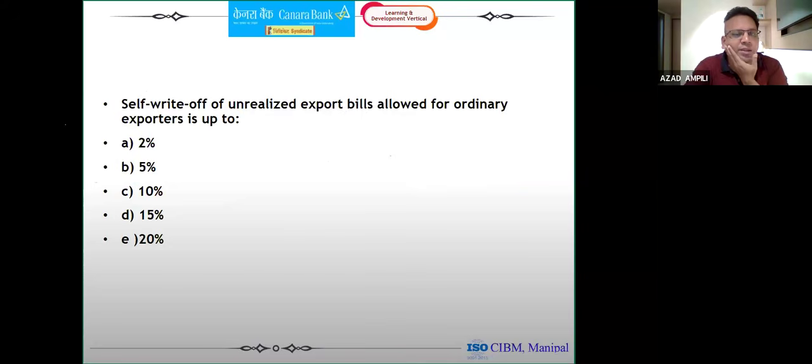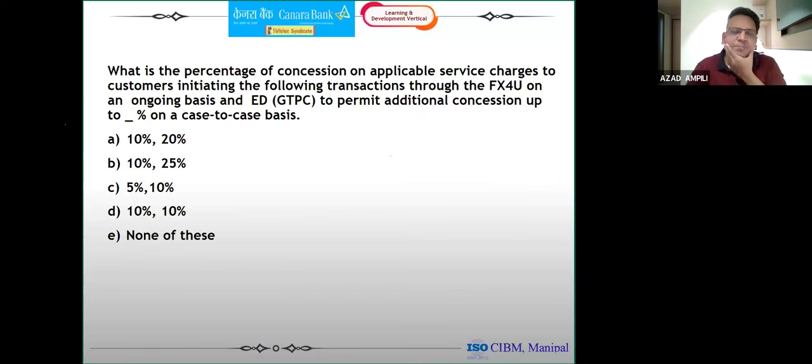Self write-off of unrealized export bills allowed for ordinary exporters is approved. Self write-off for ordinary exporter, how much can we do? Hint is 5, 10, 10. Yeah, you're going that way. Right answer is 5%. Very good. Next question.